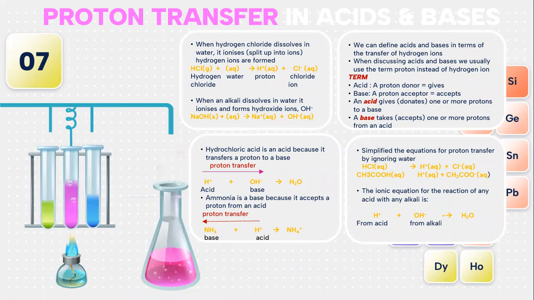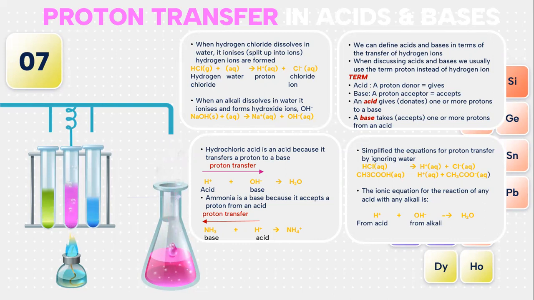So we can define acids and bases in terms of the transfer of hydrogen ions. When discussing acids and bases, we usually use the term proton instead of hydrogen ion. Terminology: an acid is a proton donor, meaning it gives. A base is a proton acceptor, meaning it accepts. An acid donates one or more protons to a base, and a base takes or accepts one or more protons from an acid.